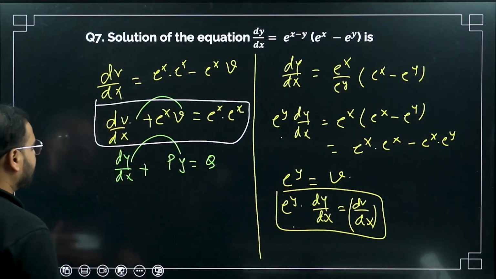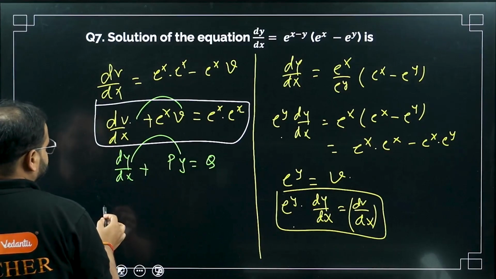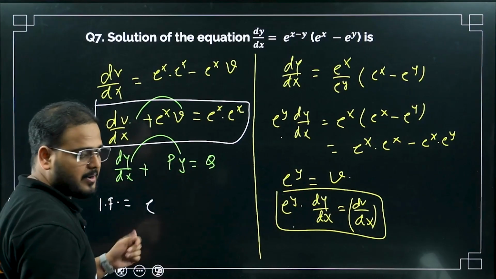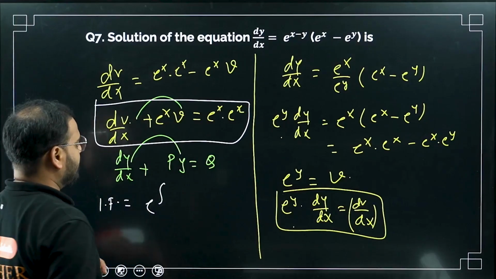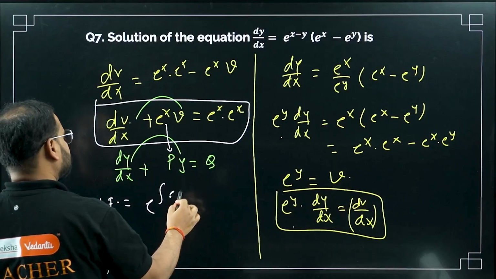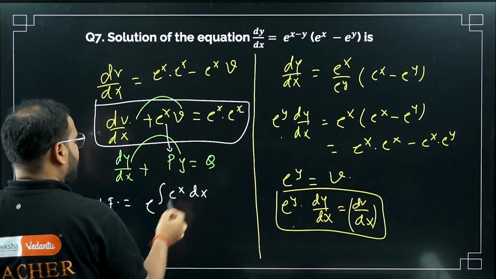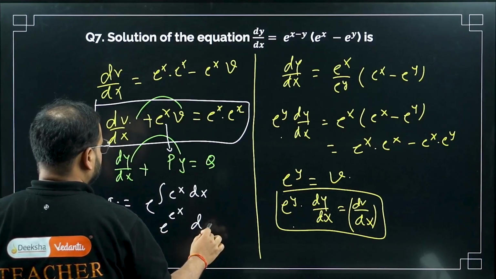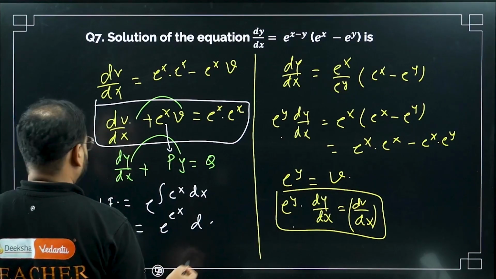Next is what? Finding the integrating factor. So write it here. Integrating factor will become what? e to the power integral of P. What is P? Please compare. P is simply e^x. So e^x dx. What is the integral of e^x? It remains as it is, sir. So e^x. There is no dx. Integration is over.